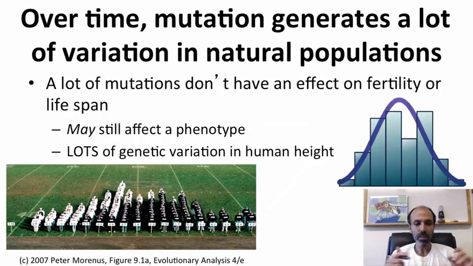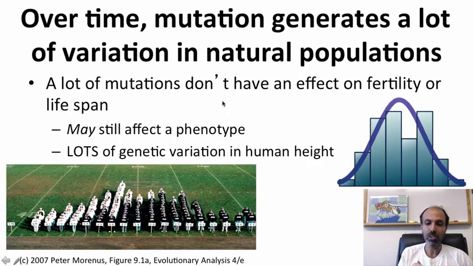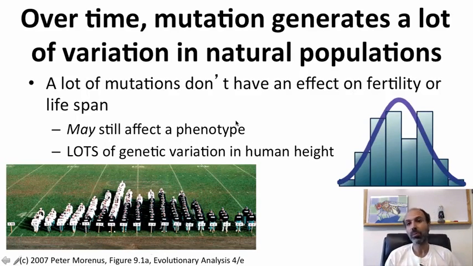Now, over time, many rounds of this mutation, not just that individual one, will generate a lot of variation in natural population. And again, as I emphasized, a lot of mutations don't necessarily have an effect on fertility or lifespan, but they may still affect a phenotype. They may still affect how an organism looks, right? So let's say, for example, there was a mutation that slightly lengthened your earlobe. Maybe that wouldn't affect your probability of having kids whatsoever, passing on your genes, but it still could get passed on. And in that sense, it is still neutral, even though it has an effect.